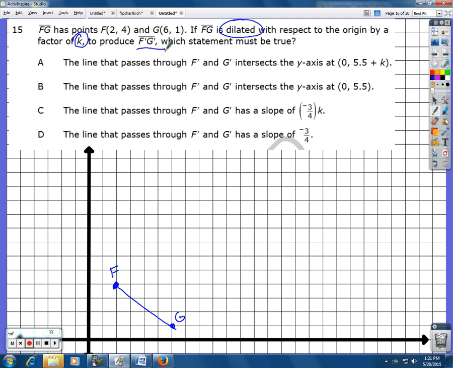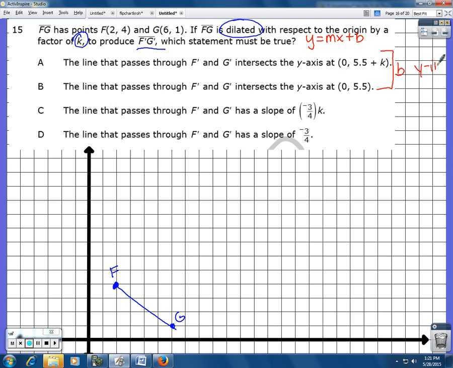If you notice, A and B are talking about intersecting the y-axis. If you're looking at the equation y equals mx plus b, these two are going to be asking about b, which is the y-intercept. These two are asking about the slope, or the m.